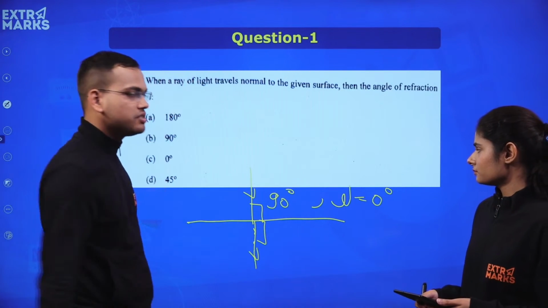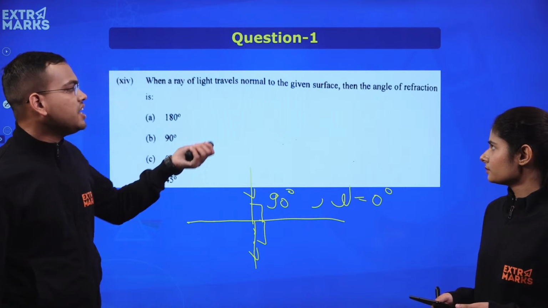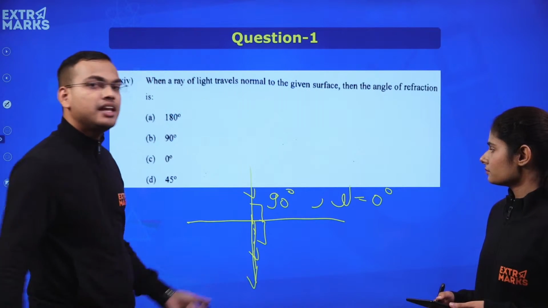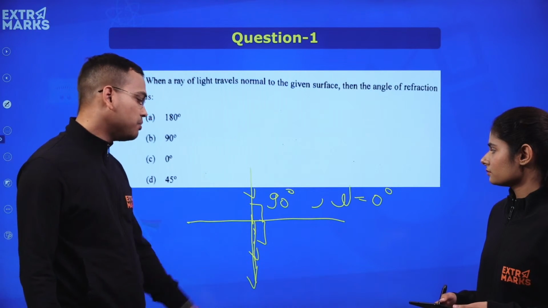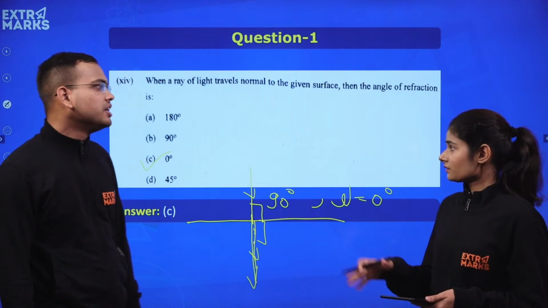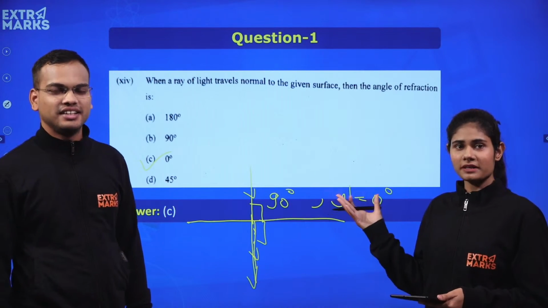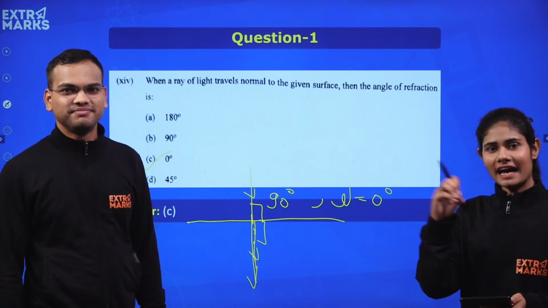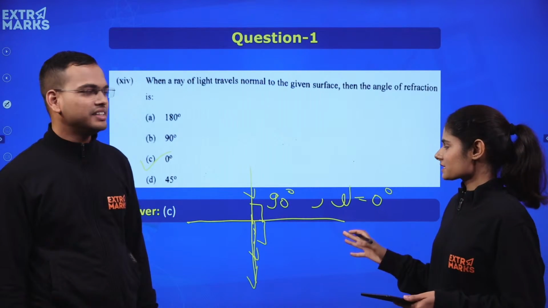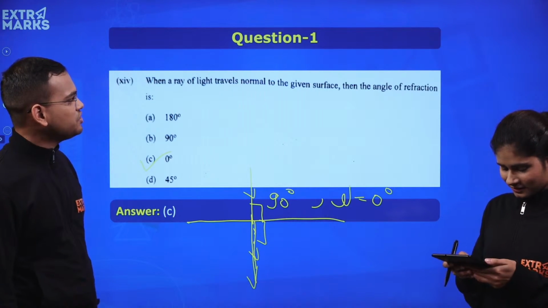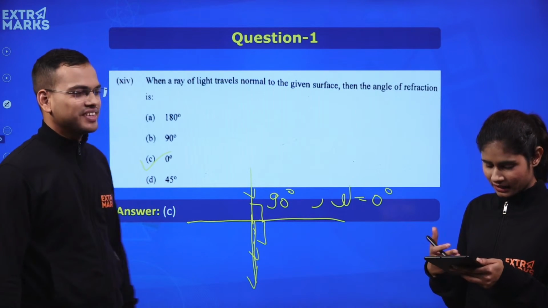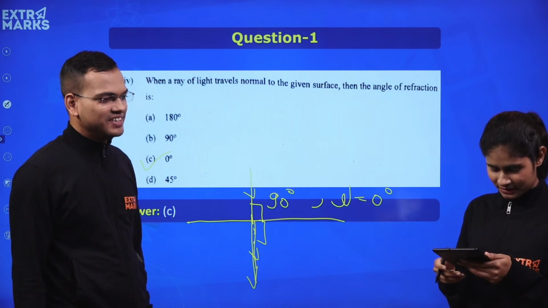It will go undeviated, right? So if the ray of light travels normal to a given surface, then the angle of refraction, if it is going undeviated, is also 0. So the answer is option C, 0 degree. Even this statement, we have already written in the given conditions: whenever the light goes straight forward, this is an undeviation condition. Very good. So this was a very easy question. I hope everybody can solve this. Okay, everybody has given the correct answer. Gauri, Aishwarya, very good.